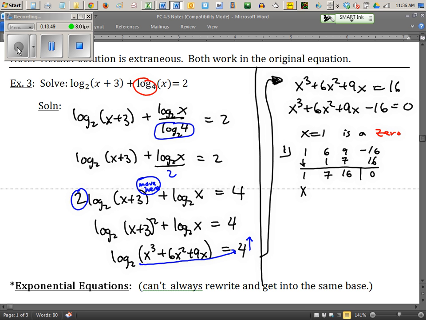Okay, so I'm left with this quadratic, x squared plus 7x plus 16. But that thing, unfortunately, doesn't have any real roots. If you try to solve it, x equals negative 7 plus or minus square root of 49 minus 64. Discriminant's negative, so I don't care what it's over. Look, this is going to give us imaginaries, right? So I think x equals 1 is the only answer to this problem.